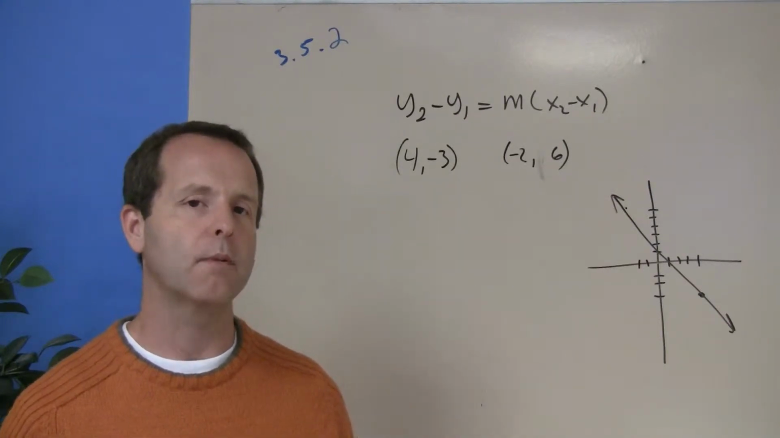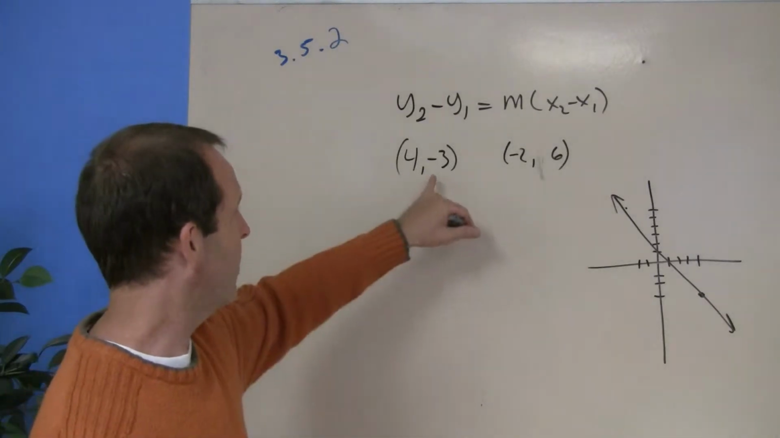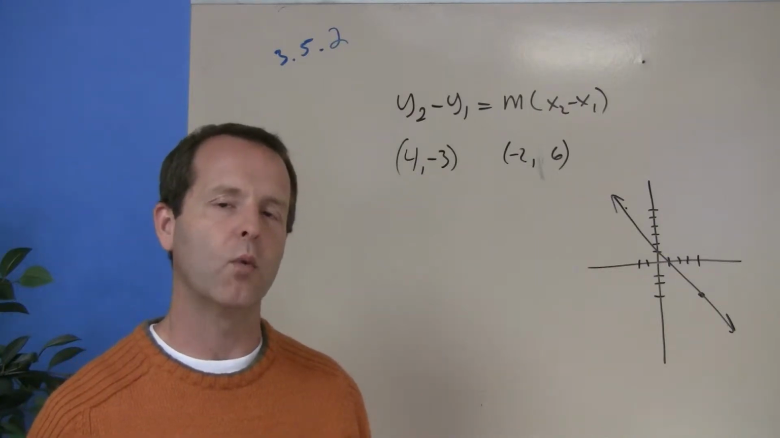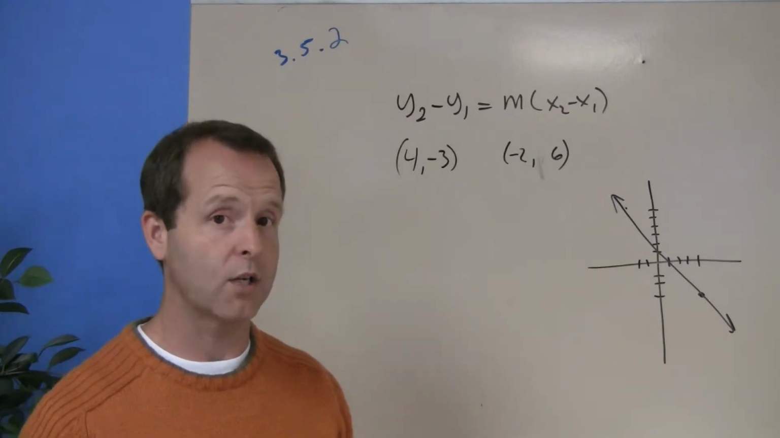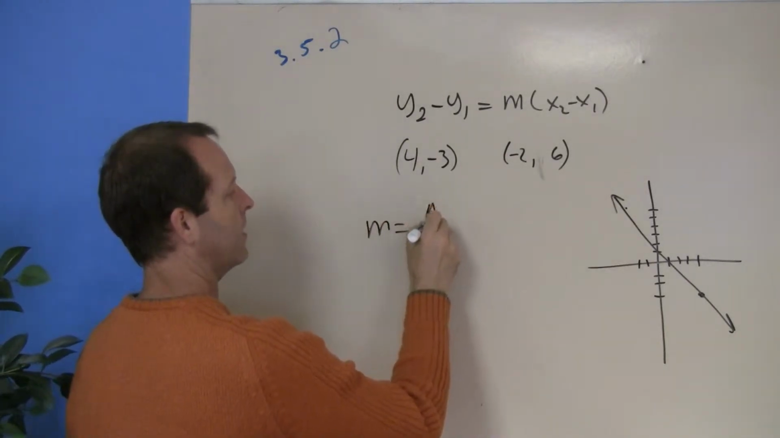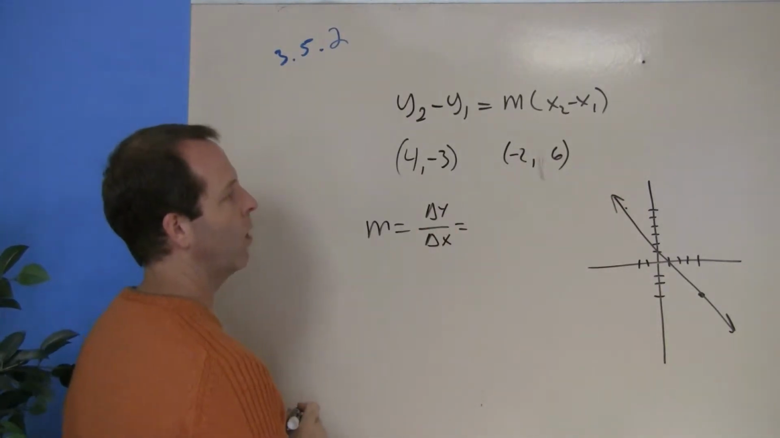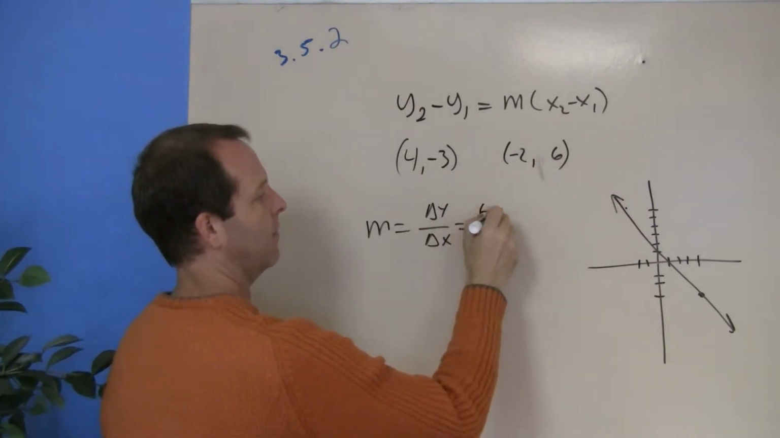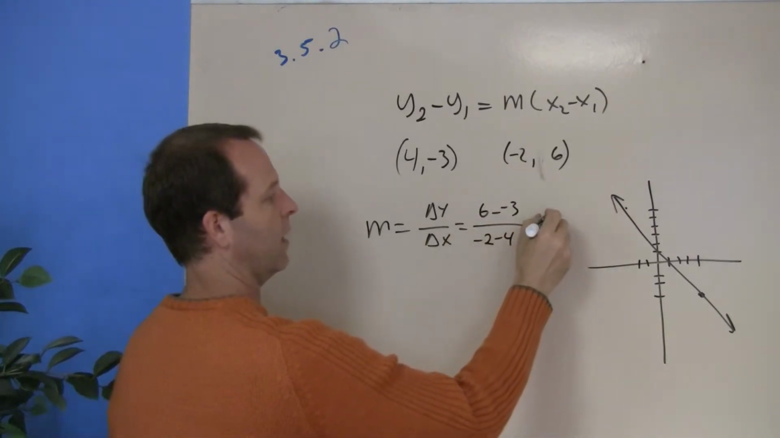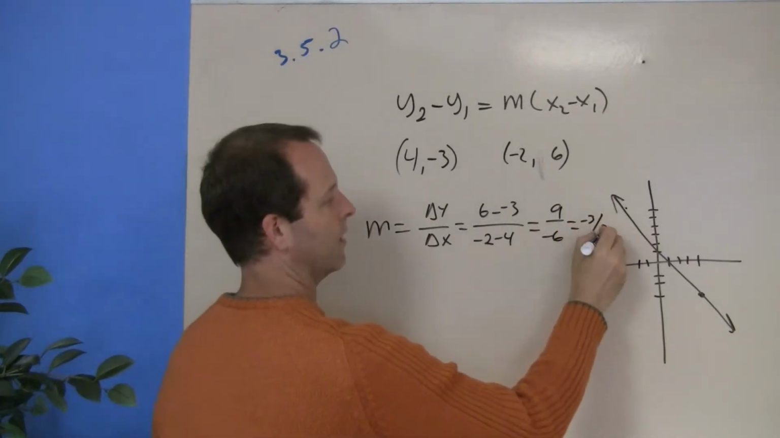Well, we can use point slope to find that out. We need to have a point and we need to have a slope. Well, we have a point, but there's no slope. But some of you are remembering, well, Willie, wait a minute, if you have two points, you can determine a slope. And that's right. Change in my y's over the change in my x's, or y2 minus y1. So let's say 6 minus negative 3 over negative 2 minus 4 equals 9 over negative 6, or negative 3/2.